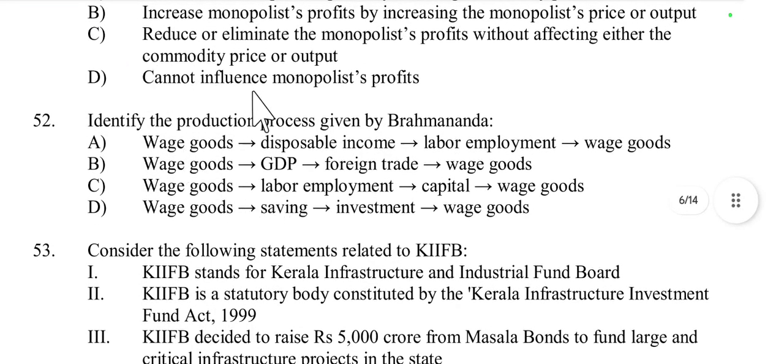Then question number 52, identify the production process given by Brahmananda. It is wage good, then labor employment, capital, wage good. So option C, because the Brahmananda model describes a process where the production of wage goods leads to an increase in labor employment. Then this in turn leads to the accumulation of capital, which can contribute to the production of more wage goods, thus completing the cycle. It is in a circular, cyclical way. So option C is right here.